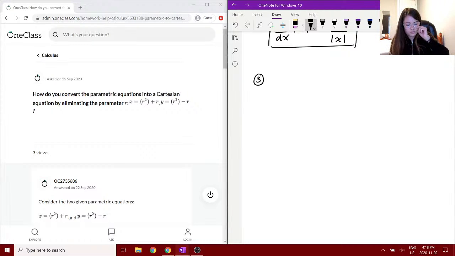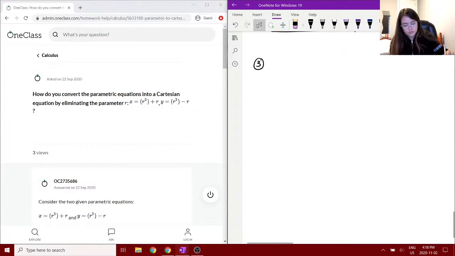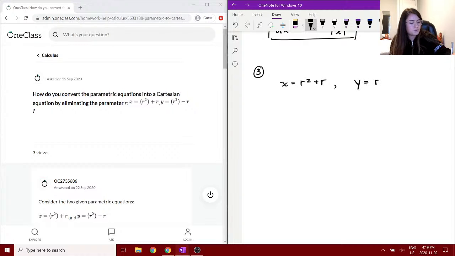Question 3. So it's asking, how do you convert the parametric equations into a single Cartesian equation by eliminating the parameter r? So here they give you x is equal to r squared plus r, and they also give you y is equal to r squared minus r. So basically, our goal here is to get rid of the r's completely and just have an equation that contains x and y. So we can do this in a couple of different ways.